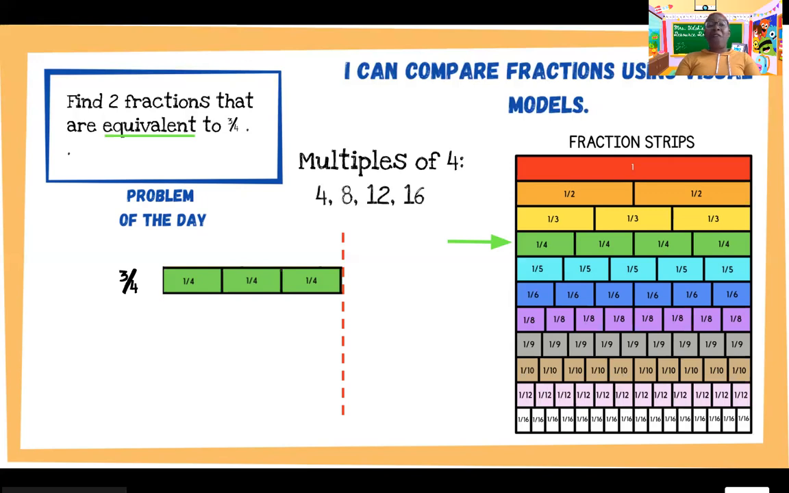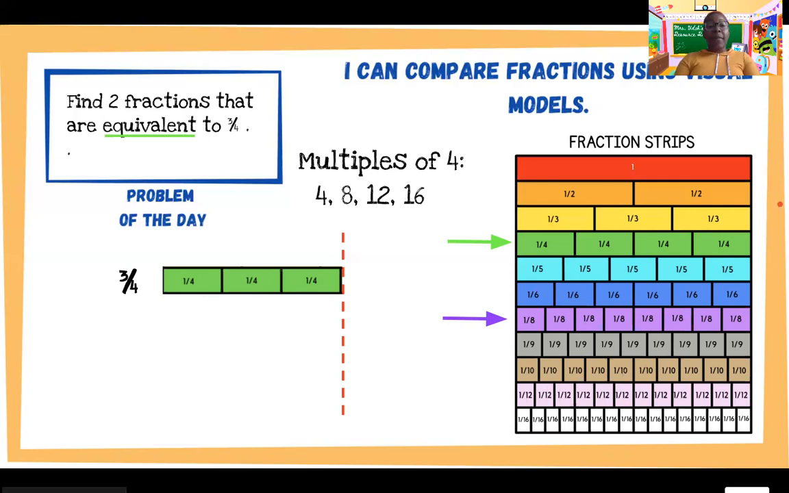Did you say 4, 8, 12, and 16? Absolutely. And so how are we going to use our multiples to help us find equivalent fractions? That's right, our multiples become our new denominators. So what is the next set of fraction strips that I'm going to use? Did you say the eighth strips? If you did, you're absolutely correct. So we're going to figure out how many eighth strips it takes to equal 3/4.